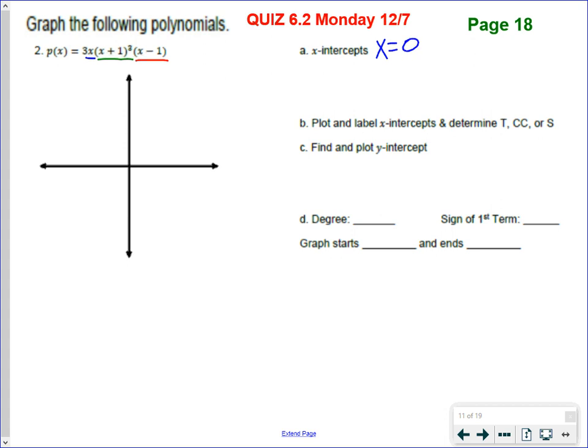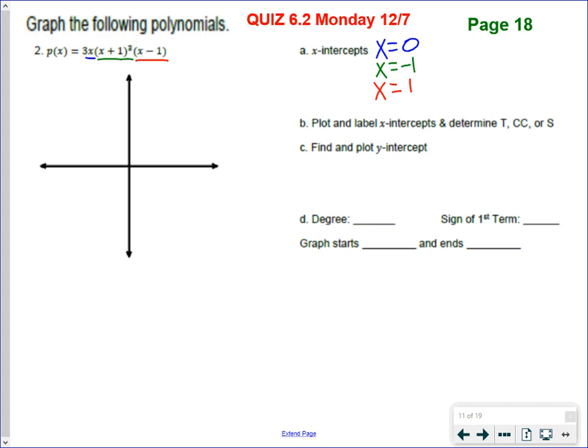We're going to look at our second factor now, x plus 1 cubed. x plus 1 cubed will equal 0 when x equals -1. We plug in -1 into that factor. -1 plus 1 is 0. 0 raised to the third power is just going to be 0. And lastly, x minus 1 will equal 0 when x equals 1. So we have our 3 x-intercepts. Now we're going to figure out how the polynomial will react at those intercepts.